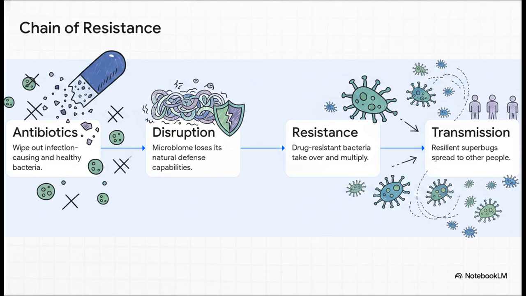First, the antibiotics wipe out both the bad bacteria and your body's healthy bacteria. Next, your disrupted microbiome loses its natural defense capabilities. Then, those opportunistic drug-resistant bacteria step right into that void, taking over and multiplying like crazy. And finally, these resilient superbugs are transmitted to other people.